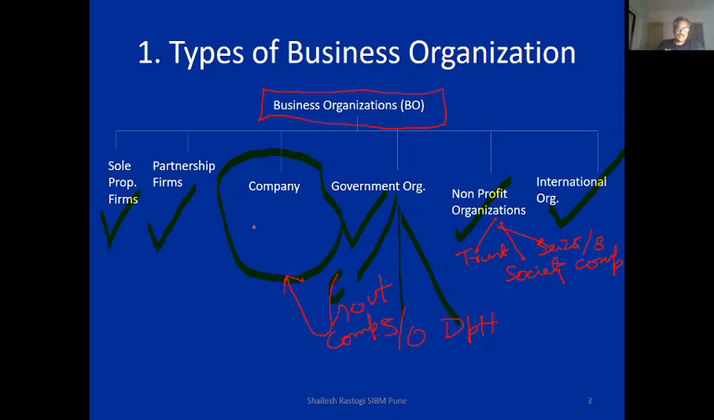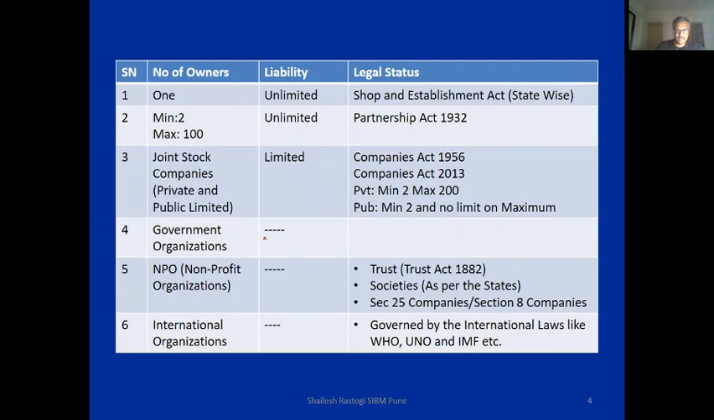Companies are again of two types. Companies are also known as JSC, joint stock companies. I'll elaborate why I'm calling it joint stock. Then we have got private limited company and we have got public limited company. So what we are understanding is that unless anything else is mentioned, we would be talking about joint stock company. Now the point of discussion is why do we call it joint stock company? Because let me show you this.